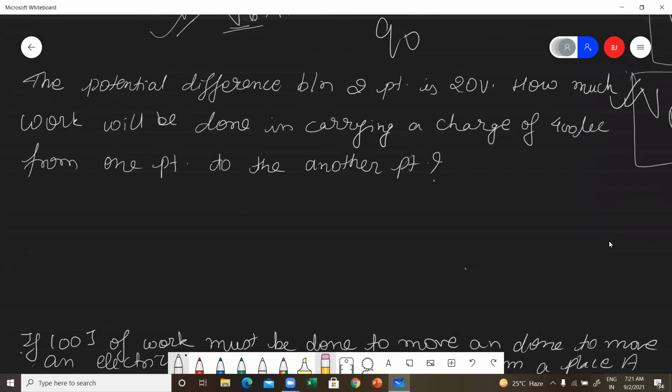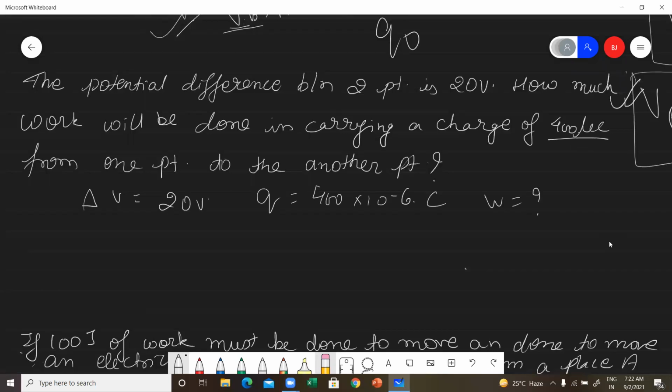So to solve the first question, what is the output? Potential between 2 points is 20 volt. So delta V is equal to 20 volt. Carrying a charge 400 microcoulomb, so Q is equal to 400 into 10 to the power minus 6 coulomb. Then we have to find out the work done.